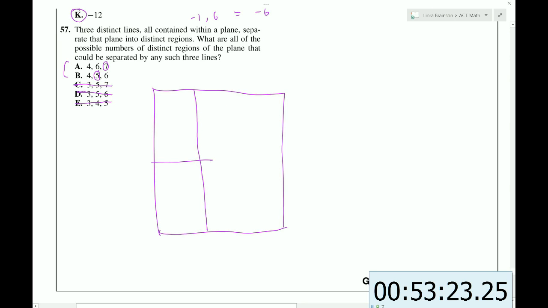So what if we intersect it? Now, with our third line, so far we've drawn it such that it intersects both at the same point. But what if we draw it such that it intersects both at different points? Then we'll have 1, 2, 3, 4, 5, 6, 7 regions. So our answer is choice A.